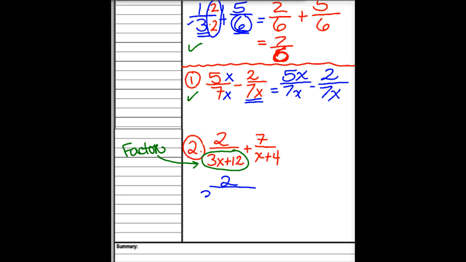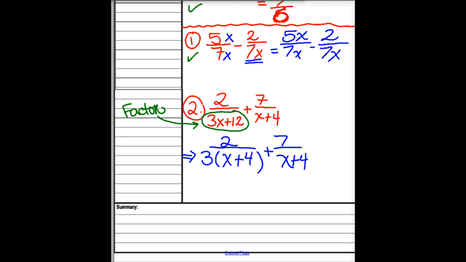I can factor a 3 out of it. And when I do, I actually do get an x plus 4. So my LCD is 3 times x plus 4. What that means is I'm going to rewrite both of these in terms of my LCD. This first one doesn't need to get changed because I want 3 times x plus 12. I had 3x plus 12, so I'm good. I can just leave that 2 right there.